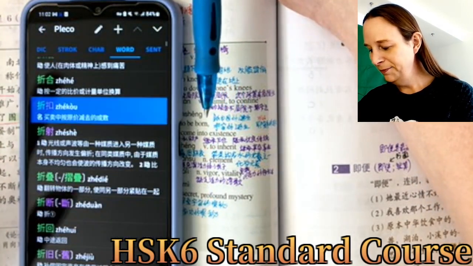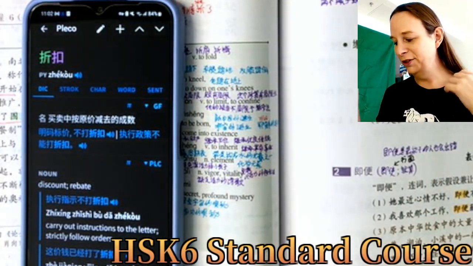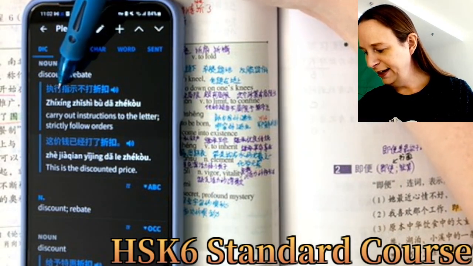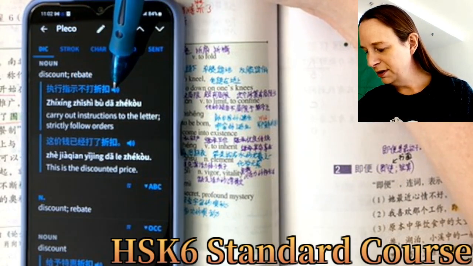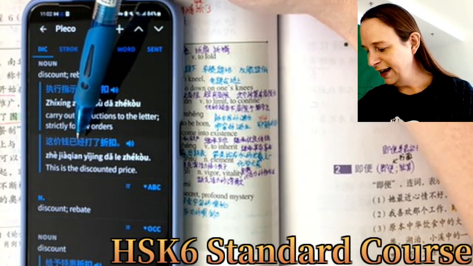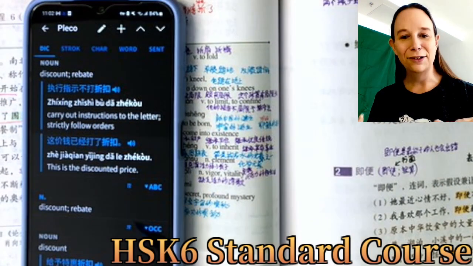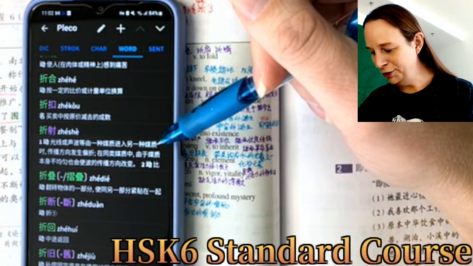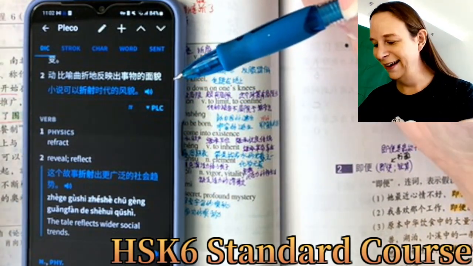It seems fine. 折扣 is a noun meaning a discount. 有折扣吗? 举行局势不打折扣。这价钱已经打了折扣，也打折扣，我打折，也打折, you would have studied. 折射, I don't know. Refract? Oh, I did not know that one.